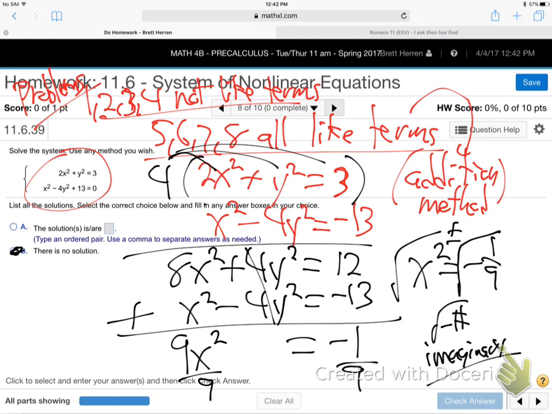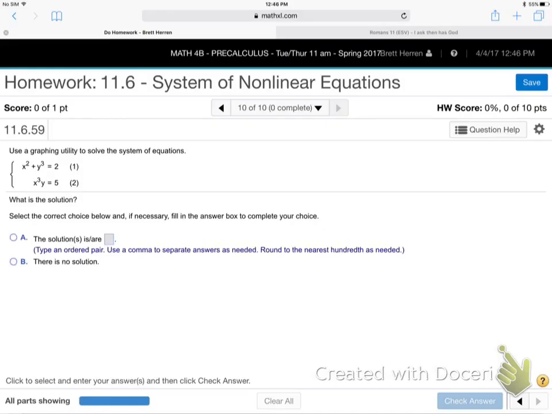Is that good? Can I show you one other thing real quick? Am I pushing in so you can make it through this homework? All right, so number 9, number 10, I just jumped to the hardest one. Basically, see it says graphing utility. These are too hard to solve by hand. You got to use a graphing calculator. So that means solve for y in both.